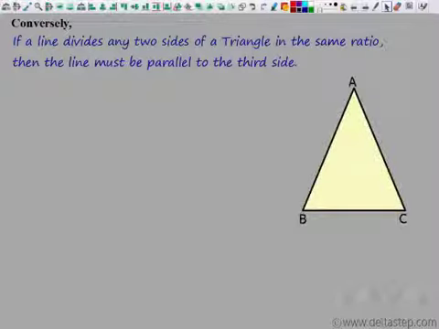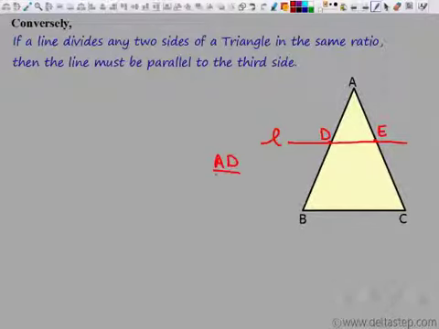So say we have a triangle. Now I draw a line on this triangle. Let's say this is line L, which I draw on this triangle. I draw it in such a way that it intersects AB at point D and say AC at point E. And we say that the ratio is also equal. We are given that the line divides two sides in the same ratio. So we also know that AD by DB is equal to AE by EC. So this is what we are given.